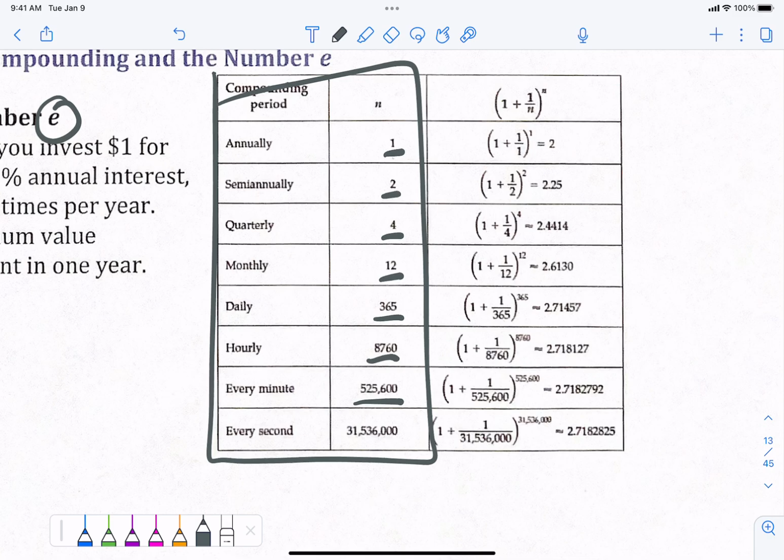525,600 minutes. No? Nobody's heard the song? Yes, oh my gosh. Okay, there you go.